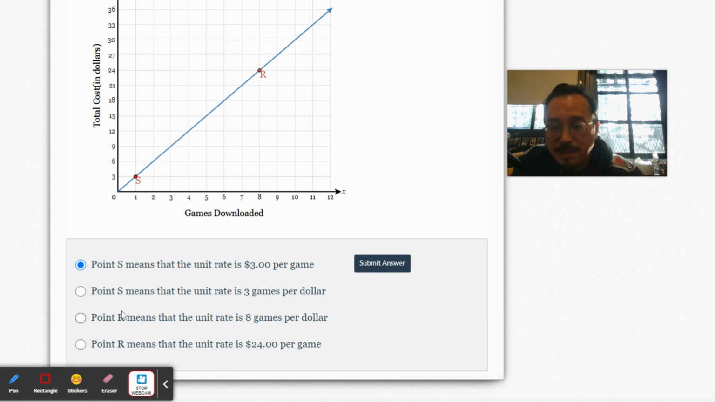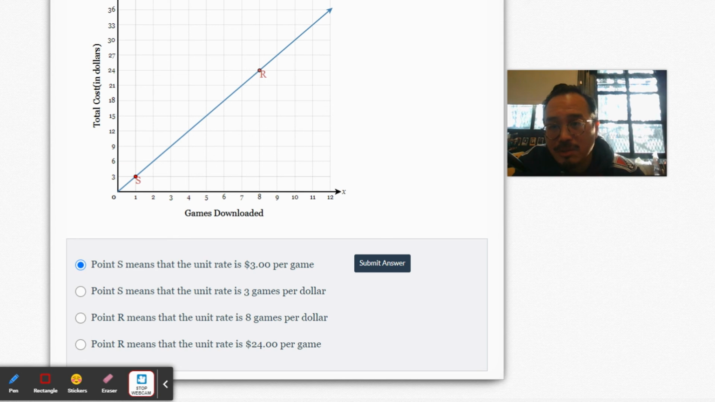Now I just have to go through these four statements and see which one is true and which one is false. Point S means the unit rate is 3 games per dollar. Not true. I'll click on it. You see the red circle. One game is $3. So that's not true. Point R means that the unit rate, well, first of all, point R is not the unit rate because it's not out of one, right? So that's not it.